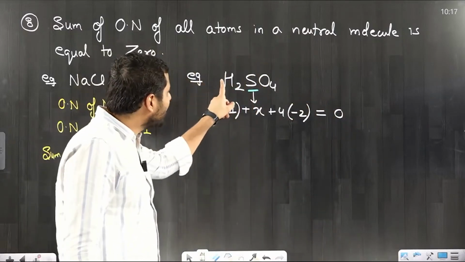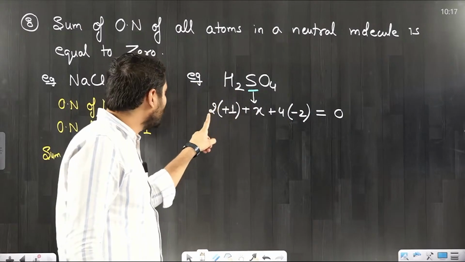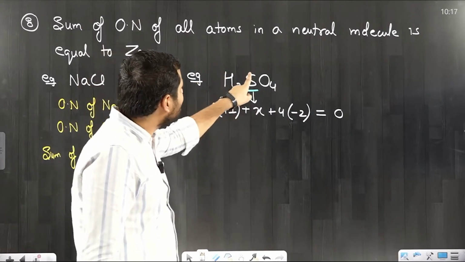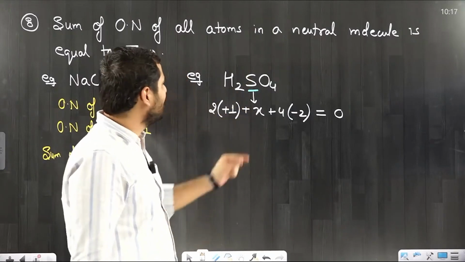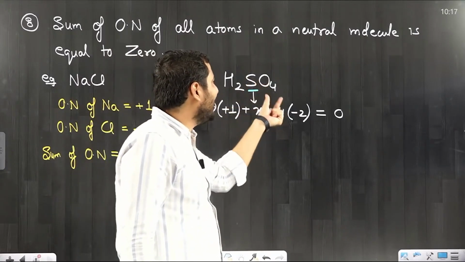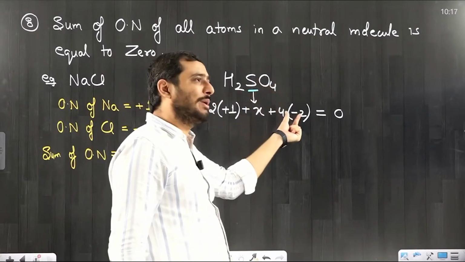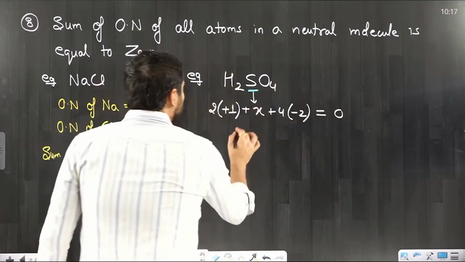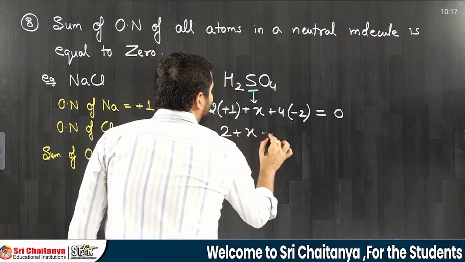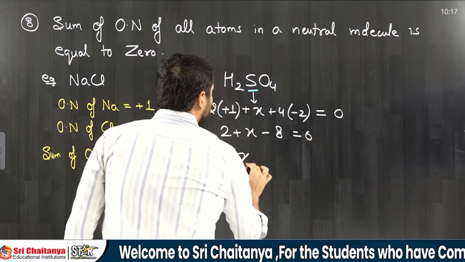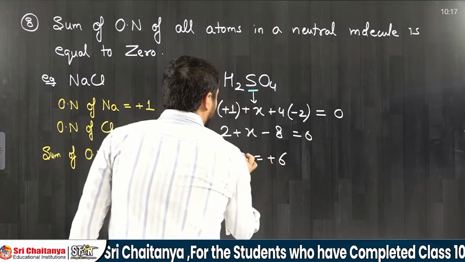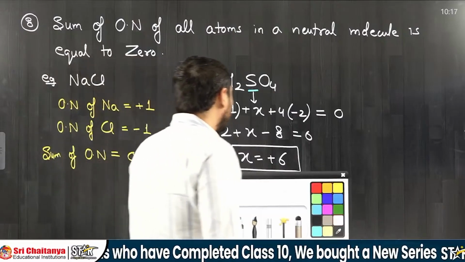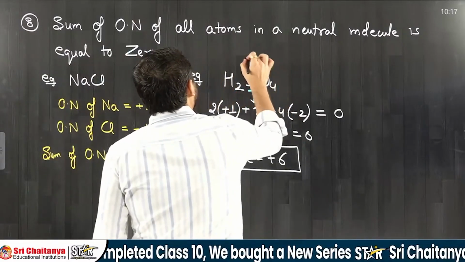Listen again, what we have to take, how many hydrogen are there? 2. So 2 into, for one hydrogen the charge is plus 1. Next, sulfur is unknown, so we are taking X. Now plus 4 oxygen, and the oxidation number of oxygen is generally minus 2. So 4 into minus 2 is equal to 0. So when you solve this, what do you get? 2 plus X minus 8 is equal to 0. So what is the value of X? Plus 6. So can we say the oxidation number of sulfur in this compound is plus 6?